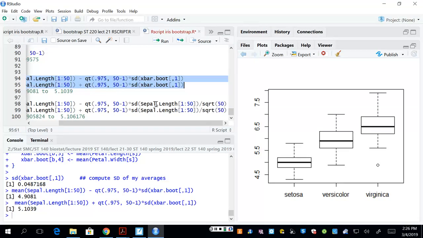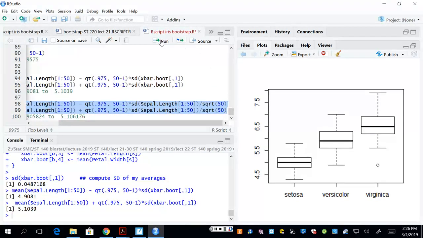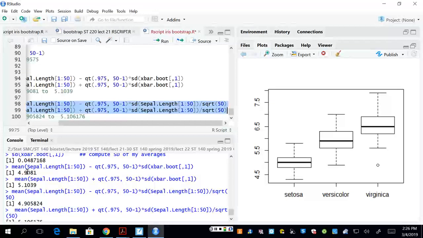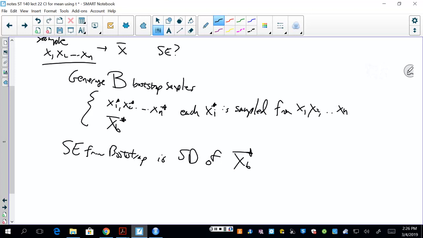Now, if you take the standard deviation of the sepal lengths themselves, all 50 observations, that's S. And S over the square root of n, you have to have that there. So if you do it by the formula, instead of the bootstrap, you get just about the same number. So 4.9081, 5.1039 is the interval. If you did it based on the formula, you would get something that is off in the third or fourth decimal place, quite similar. So we can do these things with simulation, and the bootstrap kind of mimics that.